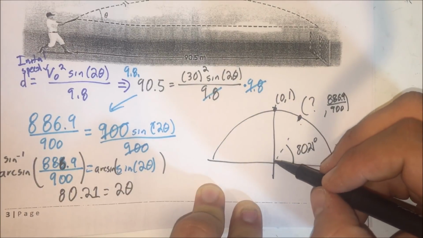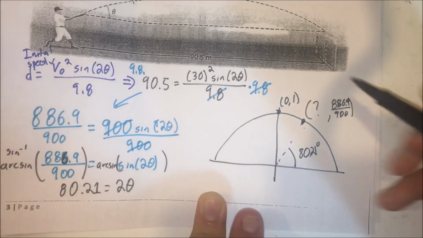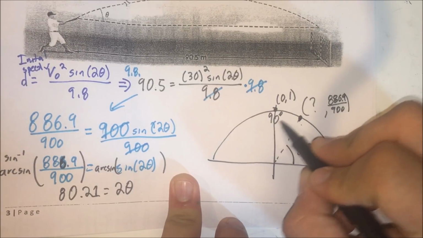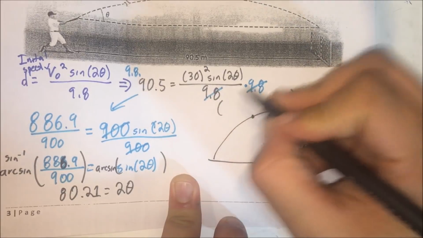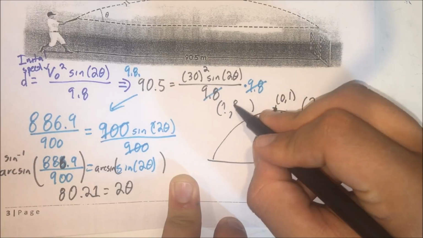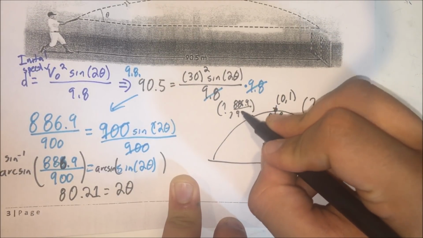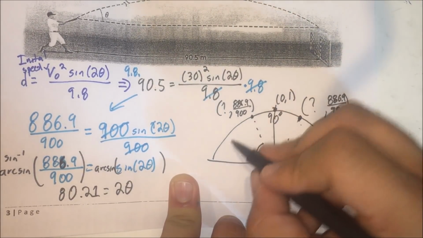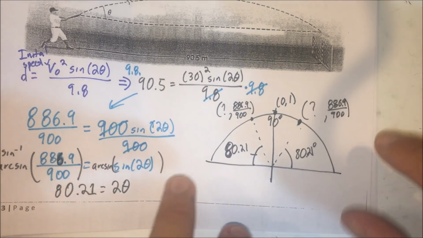But the original question is which angle inside of the sine would give us that coordinate, and we got 80.21. But remember, arc sine can't go past 90 degrees. So what we have to do to fix the problem is say, well, there's actually another coordinate over here where sine would be positive that would also have a y-coordinate of 886.9 over 900. So we have to remember that. And the angle there would have a reference angle with the x-axis of 80.21 degrees. That's what would happen there.